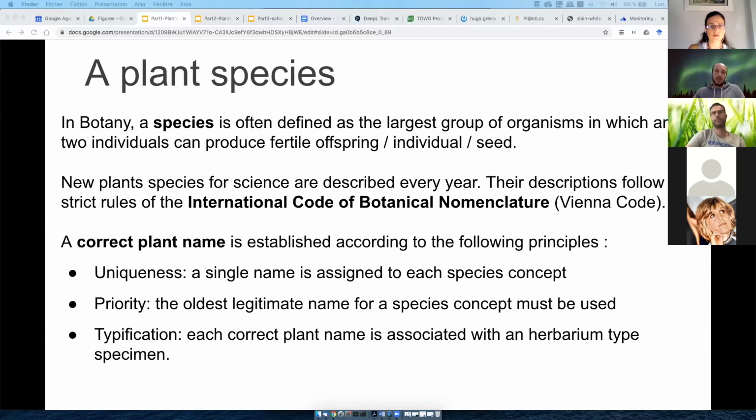So a correct plant name is established based on its uniqueness, the fact that a single name is assigned to each species concept. A priority, so the oldest legitimate name for a species must be used. And the typification, so each plant's name is associated with an herbarium type specimen on which the description of the species is done. And so these three criteria have to be mobilized when a new species is described and published in a journal accessible to the botanical community.